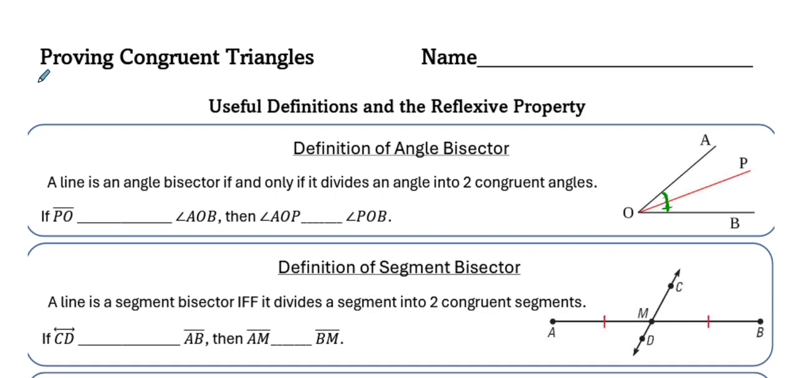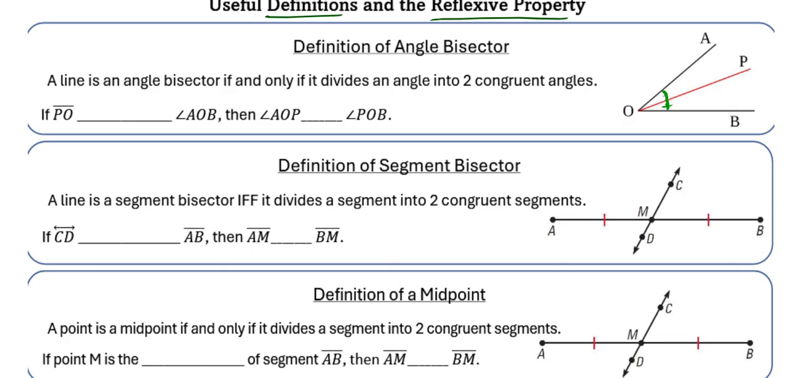Alright, here we're going to be talking about proving congruent triangles. So we've talked about a bunch of theorems that are used to prove triangles are congruent. Now we're going to actually be using them in a proof. Before we get into that, let's review some of these definitions and the reflexive property, because these are going to be really useful in these proofs.